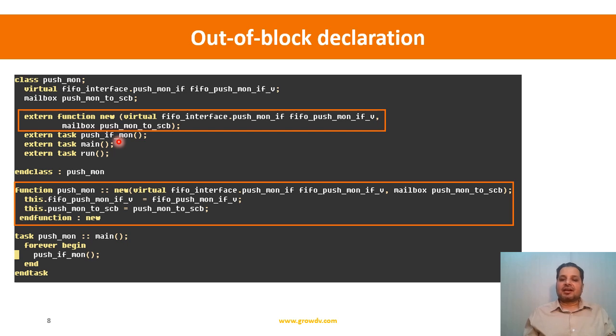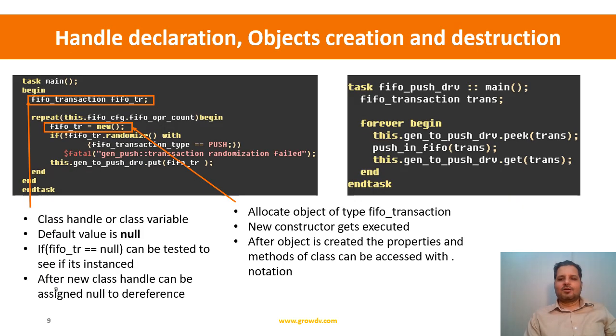Okay, so in the previous slide we have seen the definition of the class, and that's like a blueprint, a plan. Now we need to implement the objects of that particular blueprint. How do we do it? Let's look at it. I have taken the code snippet from the FIFO test bench, and this is the push generator. I've just taken a relevant piece of the code. It's not complete code.